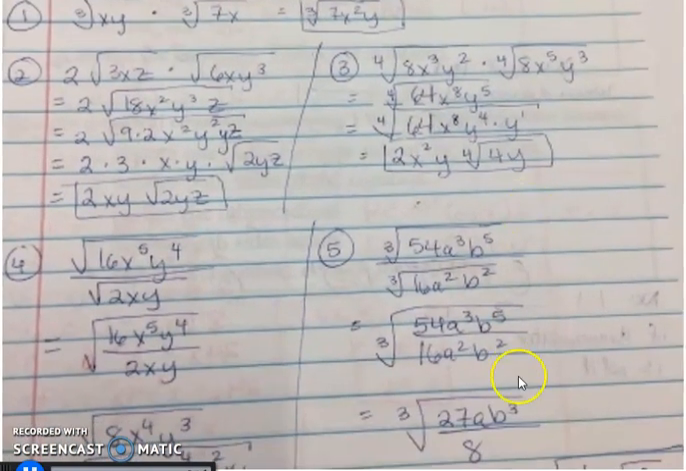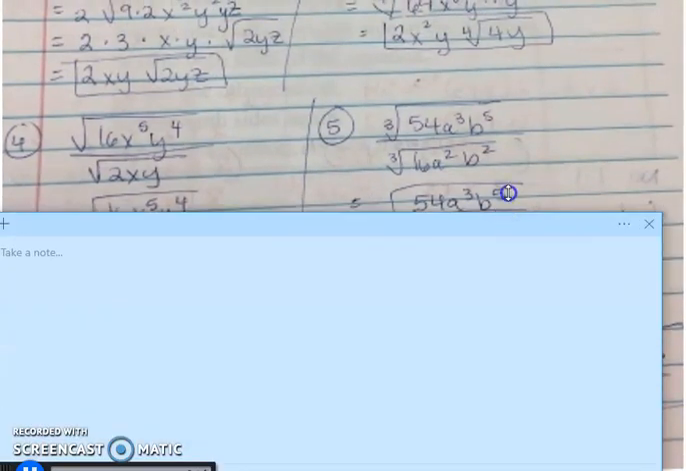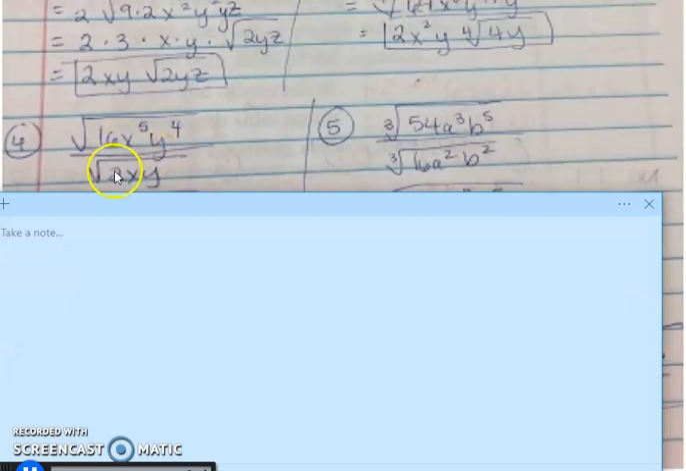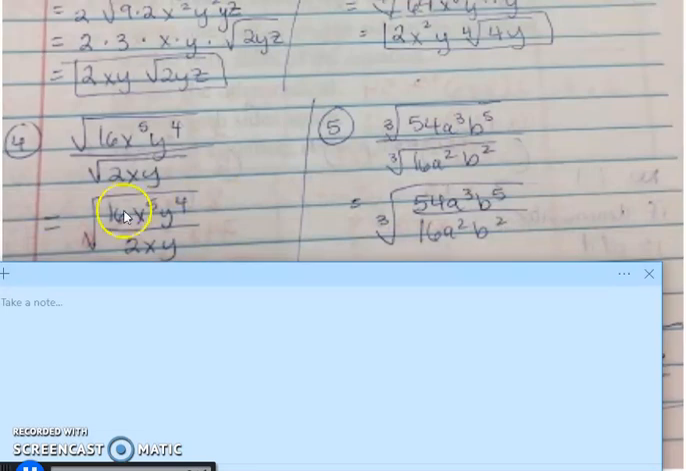For example 4, we have a division of two radicals, and so we've got the square root of 16x to the fifth times y to the fourth divided by the square root of 2xy. We can make this into one big square root since they both have the same index of 2, and so when I do that, this is my new expression under the radical.